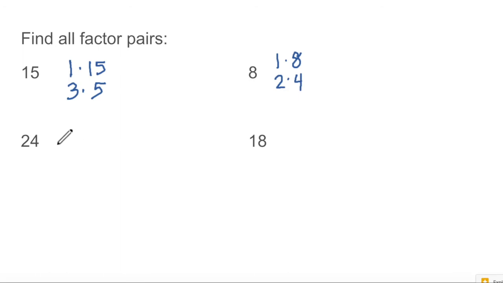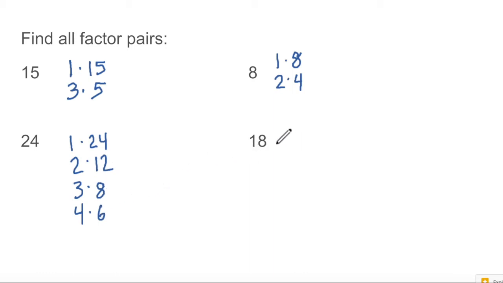Now let's look at 24. Well, 1 times 24. 2 times 12, right? 2 times 12 gives us 24. 3 times 8 gives us 24. 4, okay, 4 times 6 gives us 24. 24 has a lot of factors, doesn't it? 5, no. 6, well, 6 we already did. 7, 8 we already did. And then 9 and 10, no. 12 we already did. So yeah.